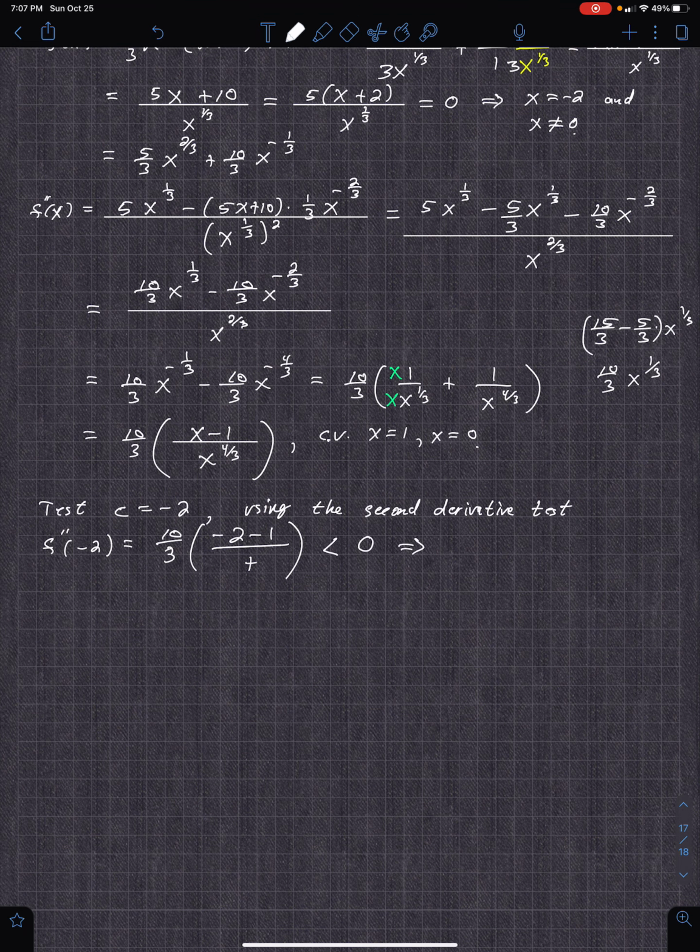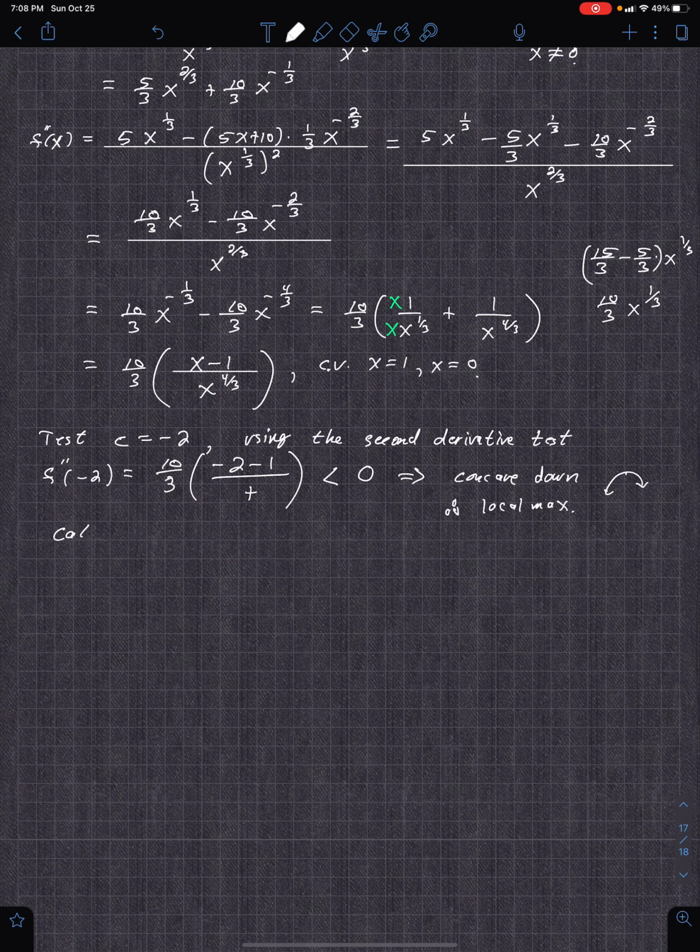Okay, so if it's less than 0, it's concave down. Implies concave down, right? So it's like that. Okay, therefore, what is that? Therefore, it's a local maximum. That's how I want you to remember it, the concavity of it. Okay, and then calculate f of -2, and you can approximate if you want to, because I think it's more difficult.